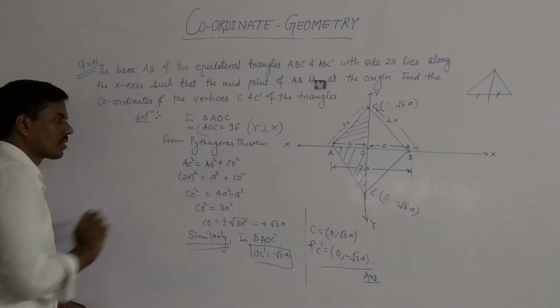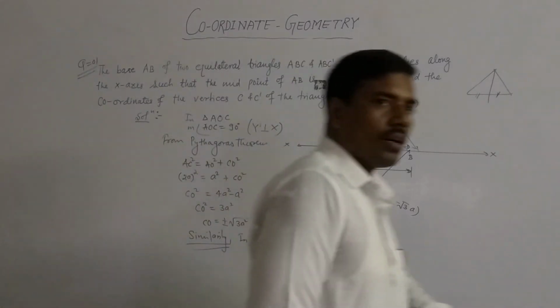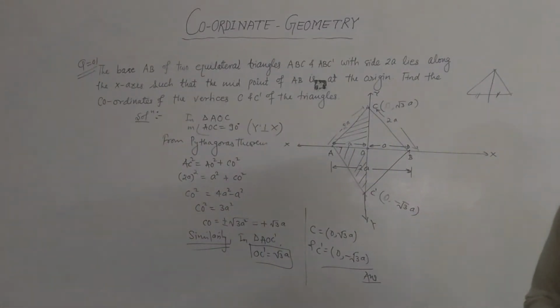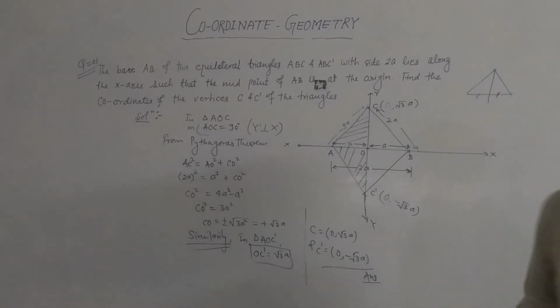Clear? Students, any problem? So here we use Pythagoras theorem to find one side of a triangle if two sides are given. Here, students, please make a note.